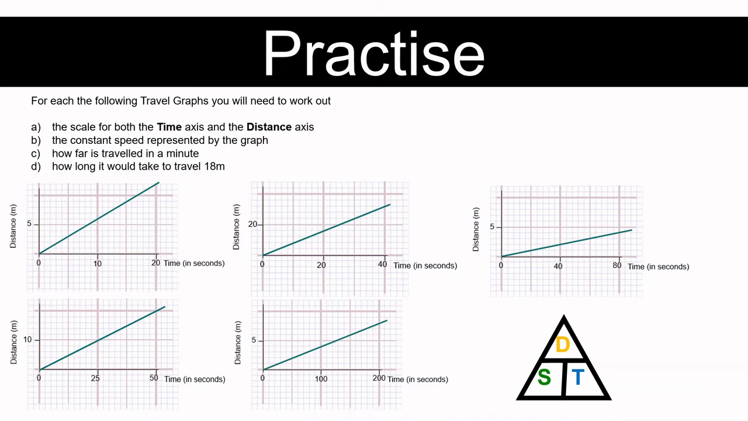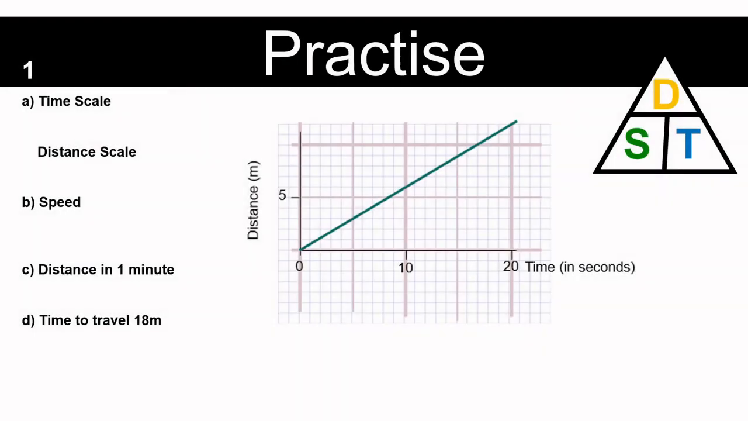Then, for part C, you will work out how far we could travel in a minute on each of these travel graphs. And for part D, you'll figure out how long it would take to travel 18 meters, according to each of these travel graphs. Let's have a closer look at each of these questions. Here's question 1. Feel free to hit pause so you can work out your answers.